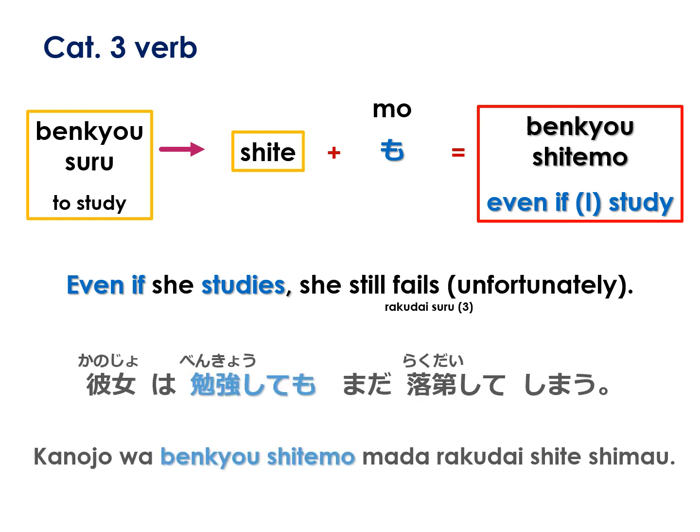In Japanese, using plain style, kanojo wa benkyou shite mo mada rakudai shite shimau.